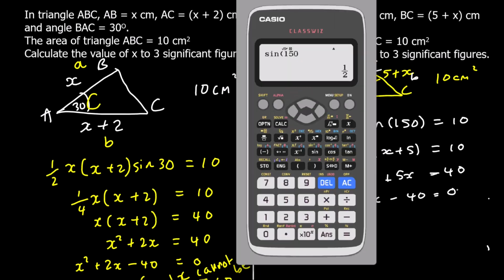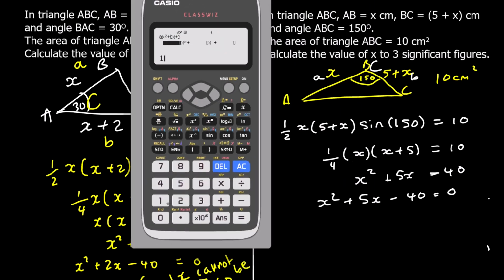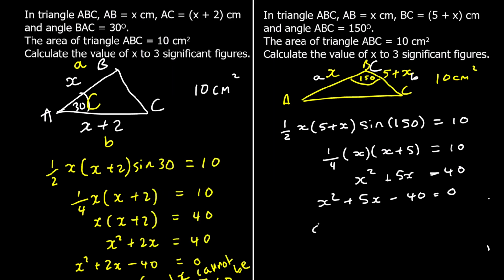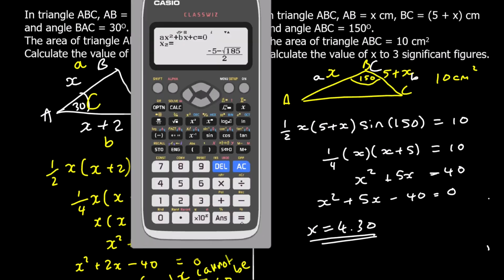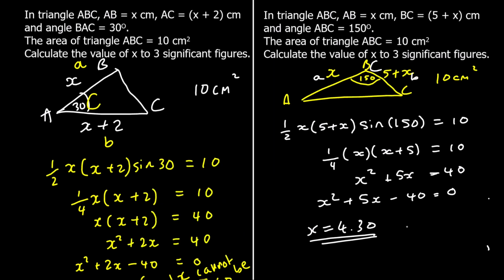And let's just use the calculator again. So polynomial degree 2, 1x squared, 5x's, minus 40. So we get 4.30. I'm guessing the other one's going to be negative. We can't have negative 9.3. So that's our answer. It's 4.30.